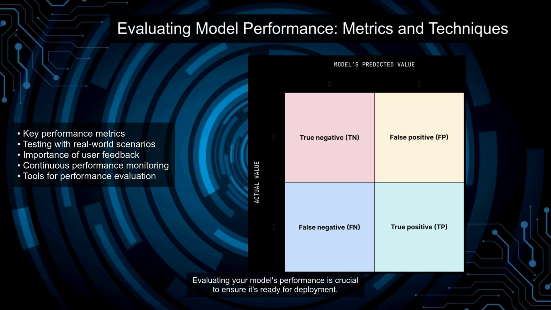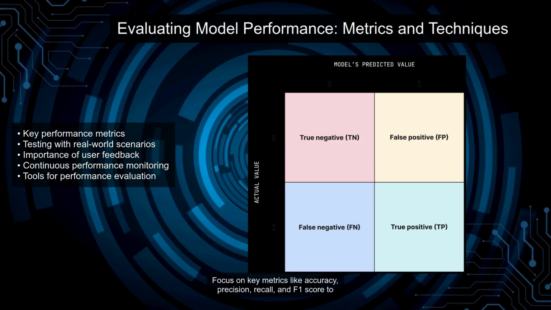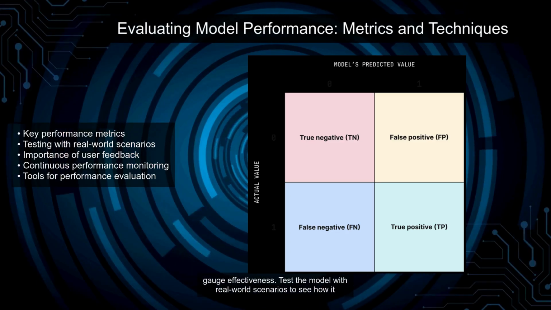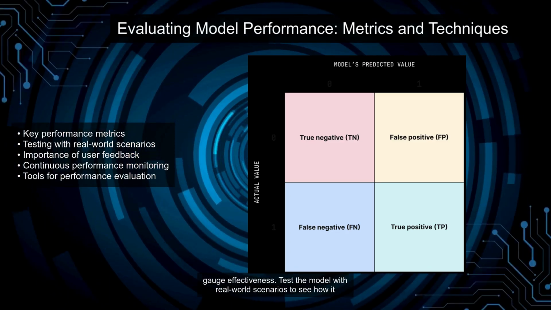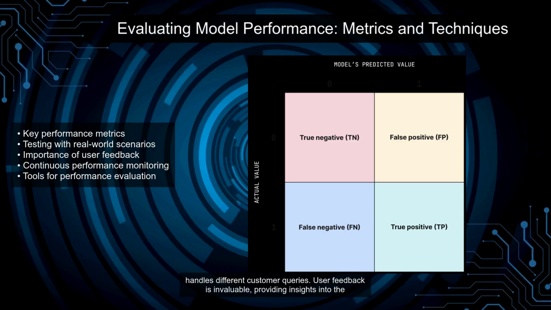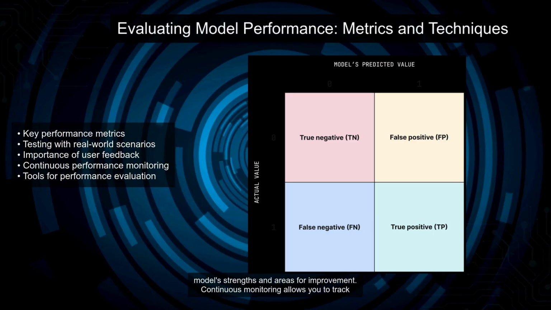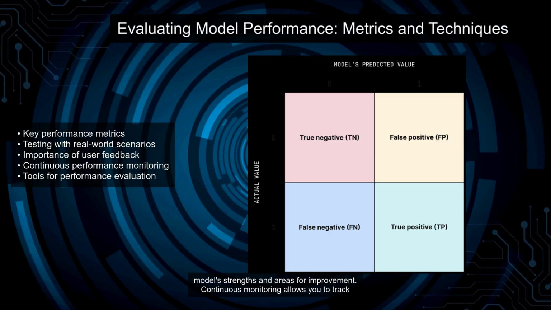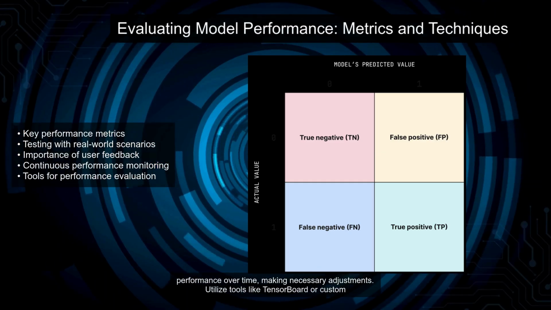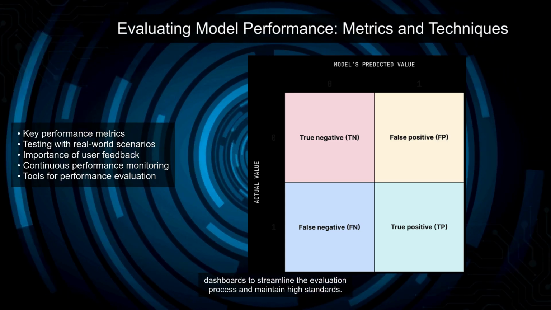Evaluating your model's performance is crucial to ensure it's ready for deployment. Focus on key metrics like accuracy, precision, recall, and F1 score to gauge effectiveness. Test the model with real-world scenarios to see how it handles different customer queries. User feedback is invaluable, providing insights into the model's strengths and areas for improvement. Continuous monitoring allows you to track performance over time, making necessary adjustments. Utilize tools like TensorBoard or custom dashboards to streamline the evaluation process and maintain high standards.